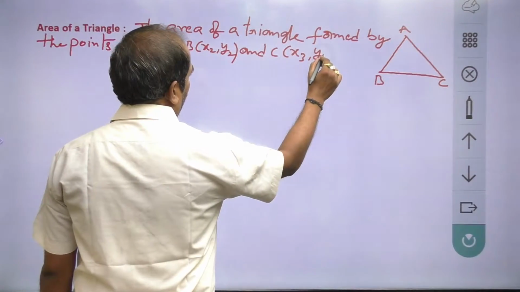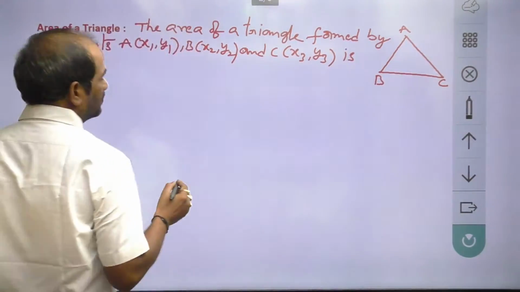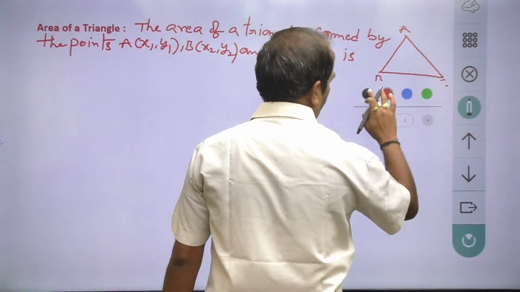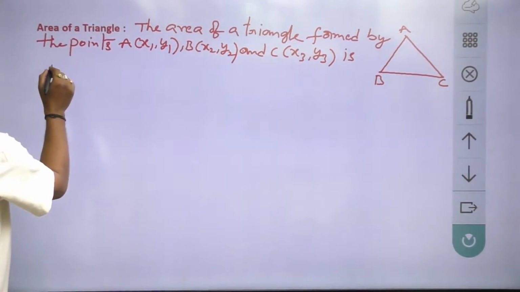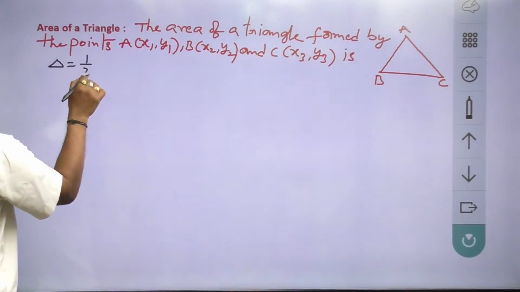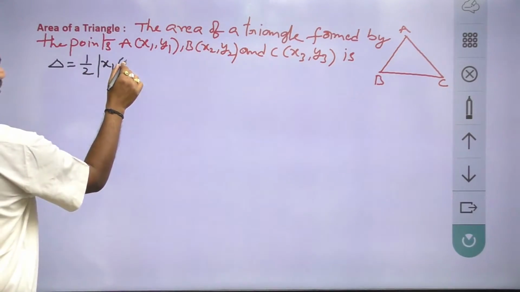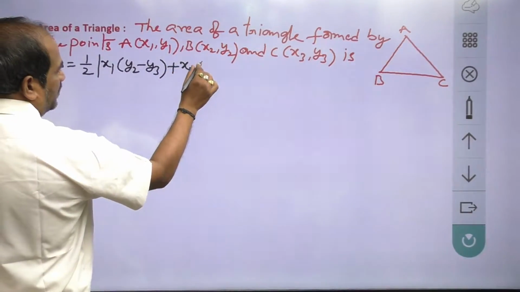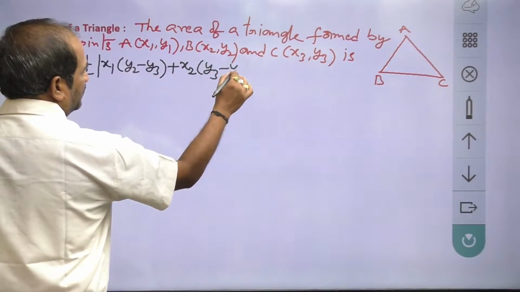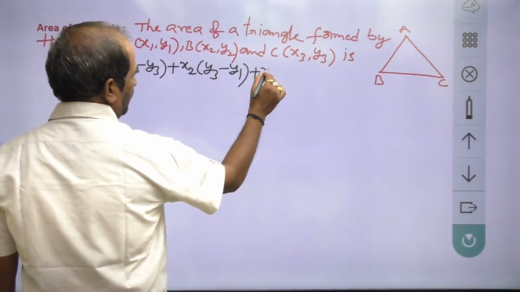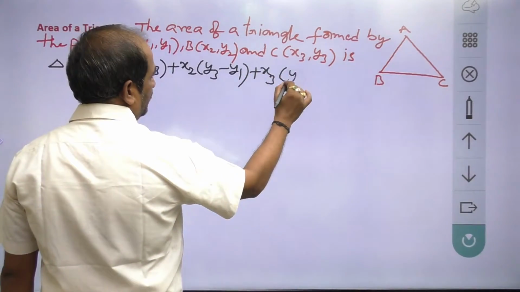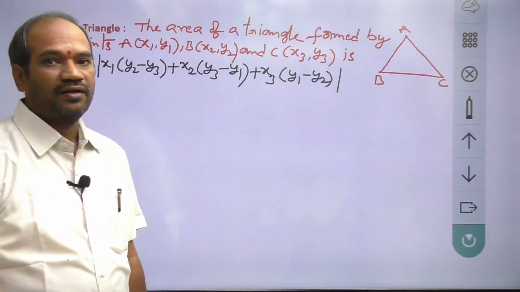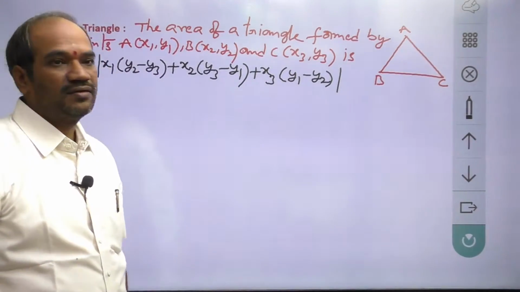Delta is equal to, see here in this formula, 1 by 2 into the mod of x1 into (y2 minus y3), plus next value x2 into (y3 minus y1), plus next value x3 into (y1 minus y2). So this is the area of the triangle formula, right?